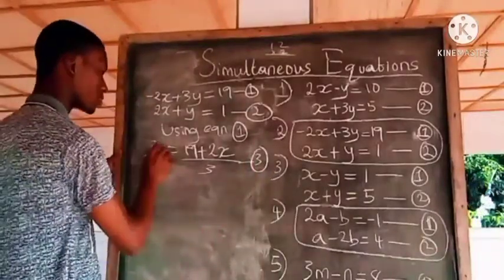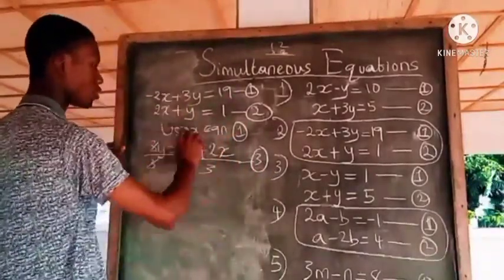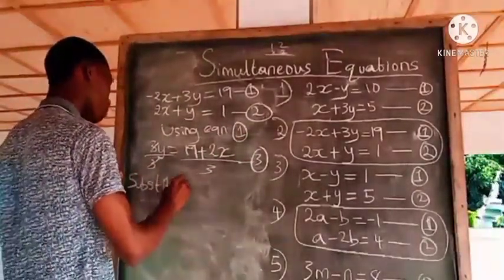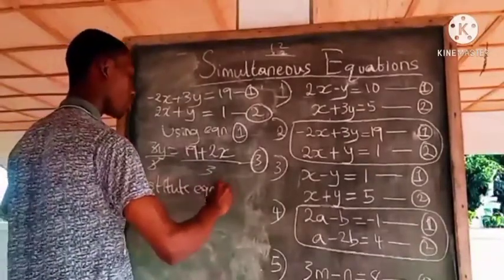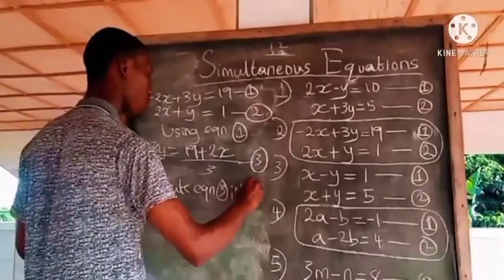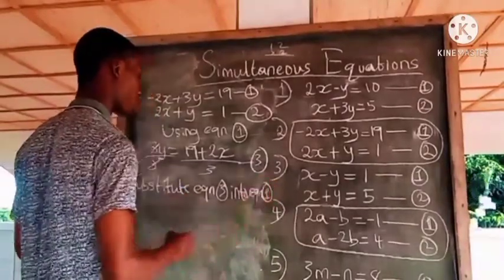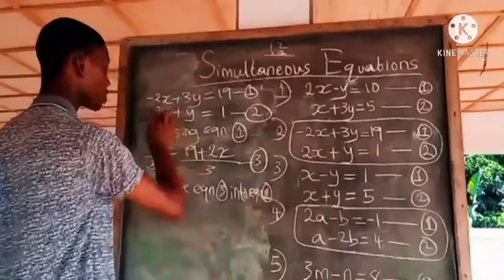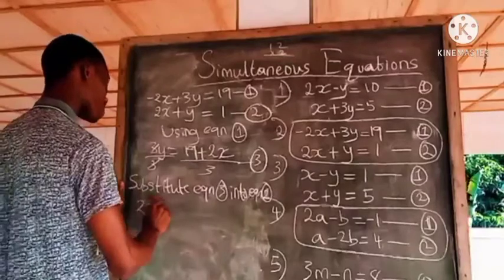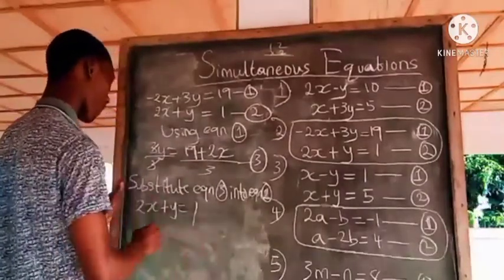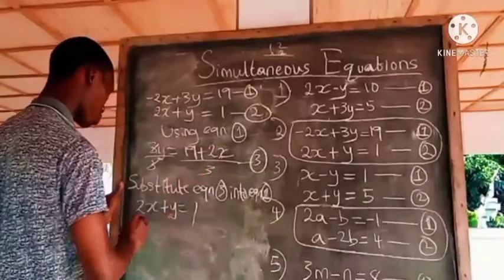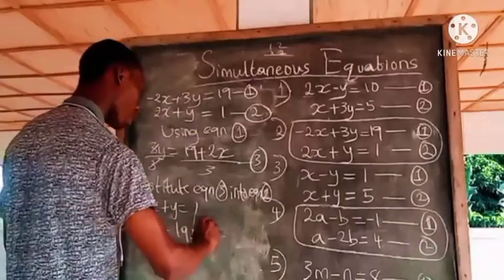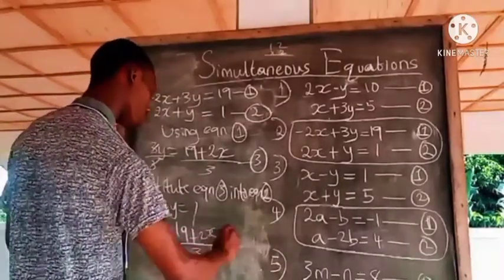At this point, we are going to substitute our equation 3 into equation 2 since we have already used equation 1. So first of all, write out the equation 2x plus y equal to 1. Now we'll substitute this into this equation. So we have 2x plus, our y is what? 19 plus 2x divided by 3 is equal to 1.